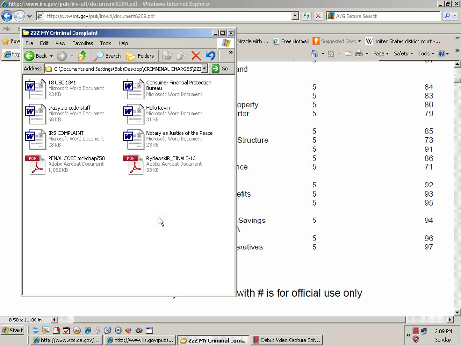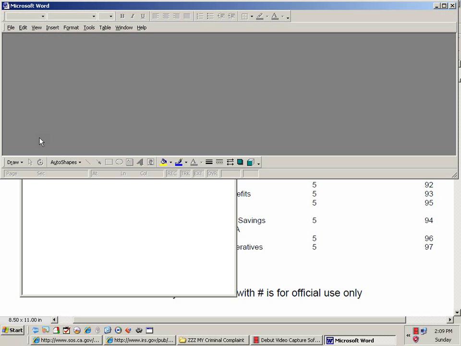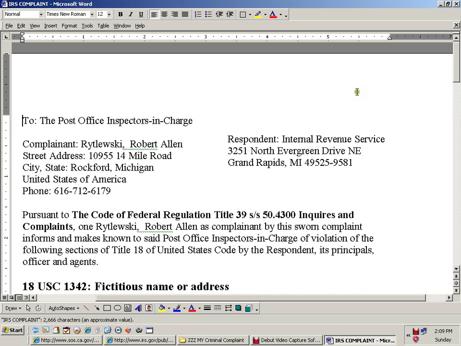So that's what I'm doing, right? Here's a way to do a criminal complaint, possibly. You got an IRS issue? Somebody else sending you mail you don't want? So that's what I'm going to go put in. To the post office inspectors in charge.